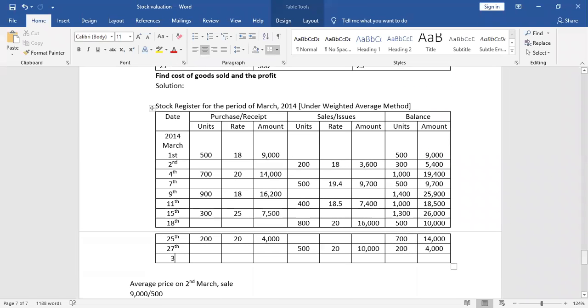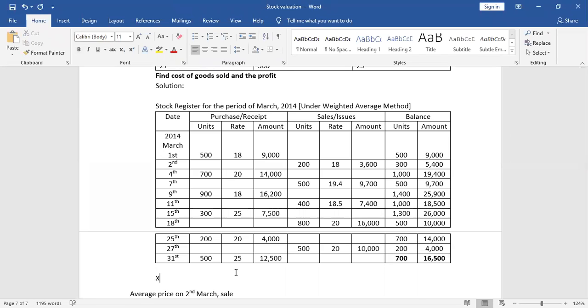500 for 25. So 31st को unit is 500 and rate is 25. Multiply करो. How much are you getting? 500 into 25, 12,500. Directly we will show in the balance. 200 plus 500 is 700. 200 पहले का, 500 today's purchase, 700 and 12,500 plus 4,000 is 16,500. So last में whatever stock we got is the closing stock.